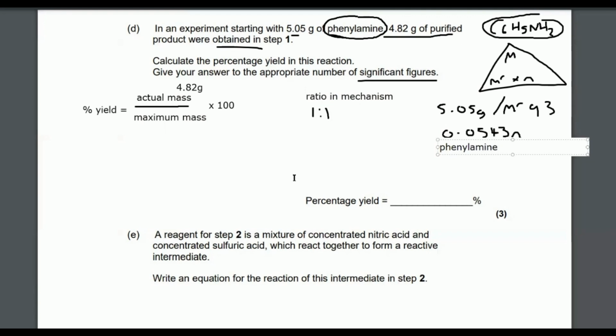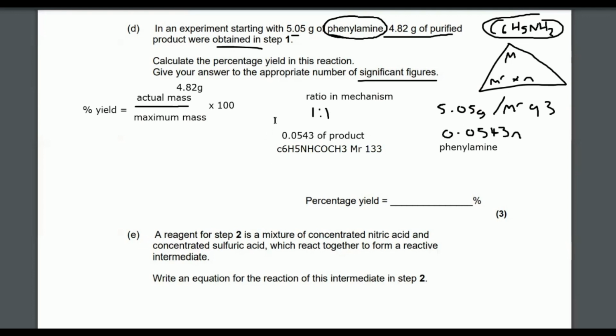Now, if we look at the reaction mechanism above, you can see it's a 1-to-1 reaction. So for every mole of reactant, phenylamine, we get 1 mole of product. So we're going to get 0.0543 moles of the product created. Ta-da! Now all we need to do is turn that 0.0543 moles of product into grams of product. We've got moles of product, we need to times it into grams. Now, how do you do that? Go back to your triangle, and we're going to need to do the MR of the product times the moles of the product. Now, what was our product?